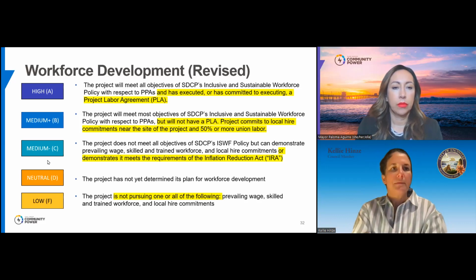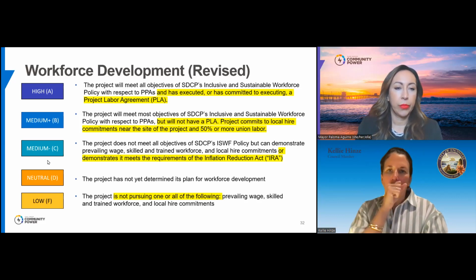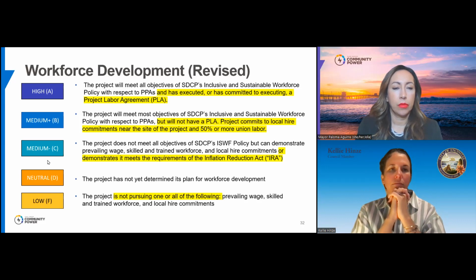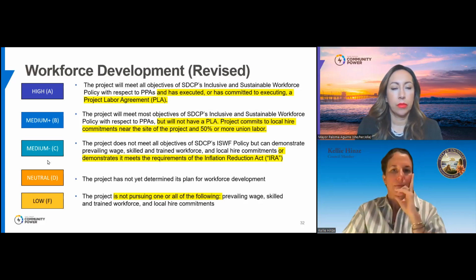Medium minus, or C: the prior criteria was before the Inflation Reduction Act, so there are some criteria in there that we think make sense to point to here. And then on the low scoring, we wanted to clarify there, one or all. So any of those things that they're not doing could fall into low. It doesn't necessarily have to be that they're not doing all of those. So that's the main change on the low criteria.